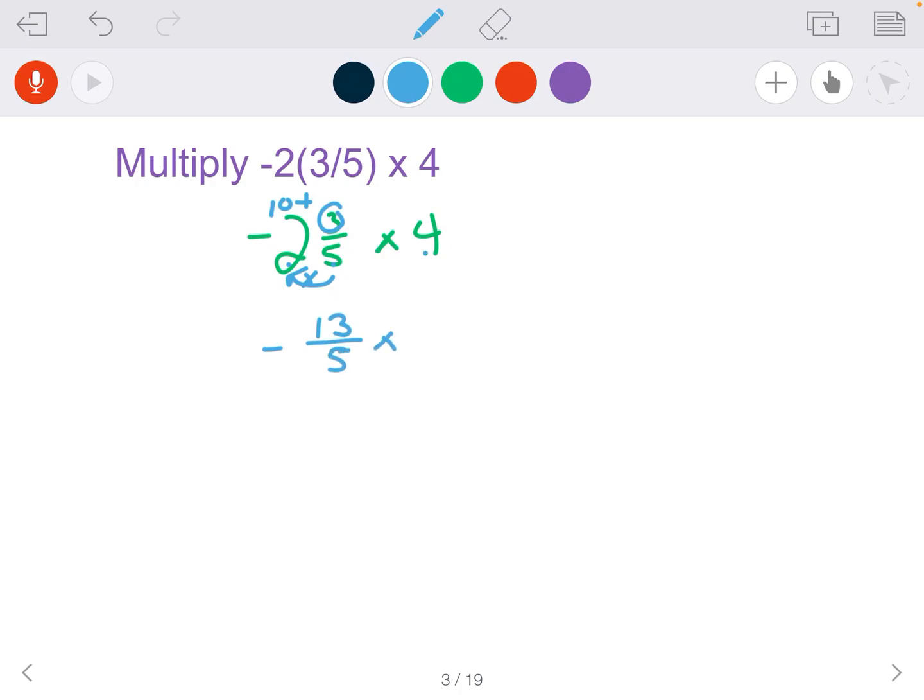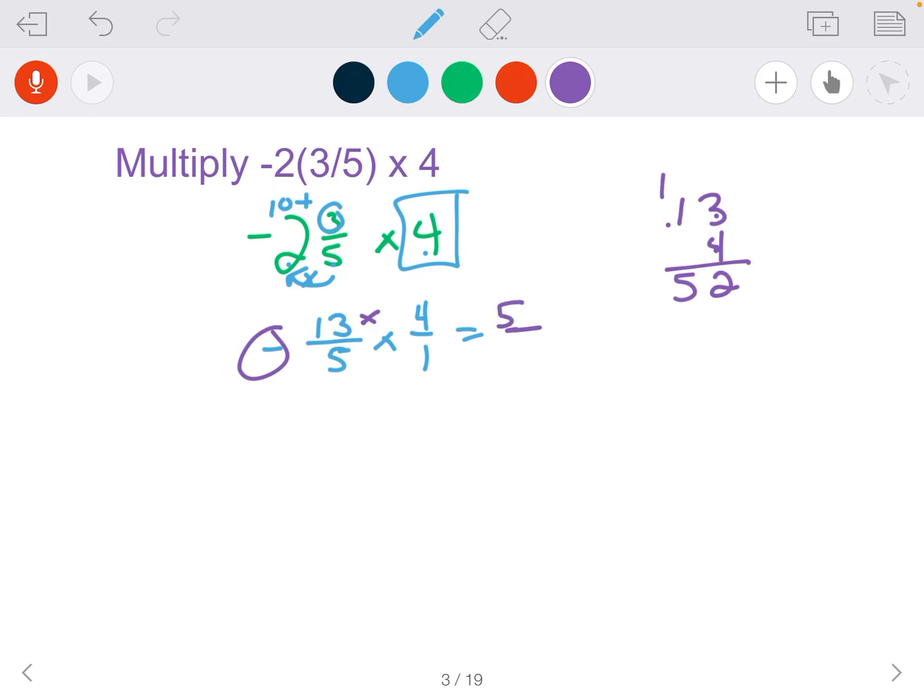And then I multiply it, and I want to make 4 a fraction. Remember, if you have a whole number like 4, you make it a fraction by putting it 4 over 1. Then I'm going to multiply. I'm taking my negative times my positive, so I know my answer is going to be negative. So I've got 13 times 4. On the side here, I'll do 13 times 4. 4 times 3 is 12. Carry the 1. 4 times 1, and then add the 1 is 5. So this is 52. And then 5 times 1 is 5.